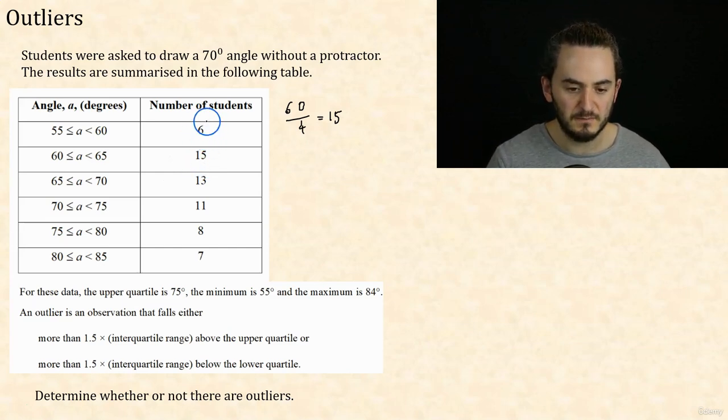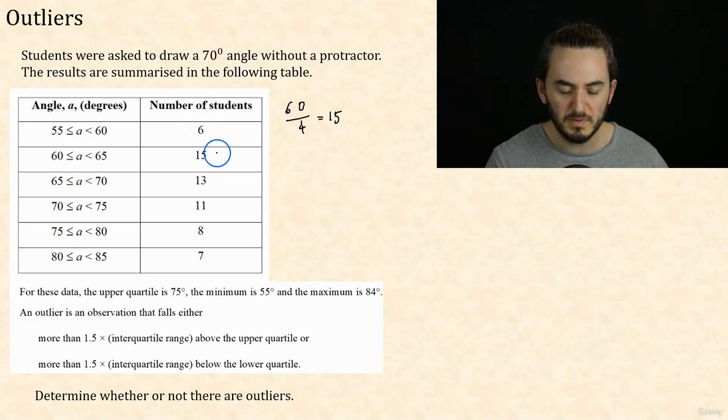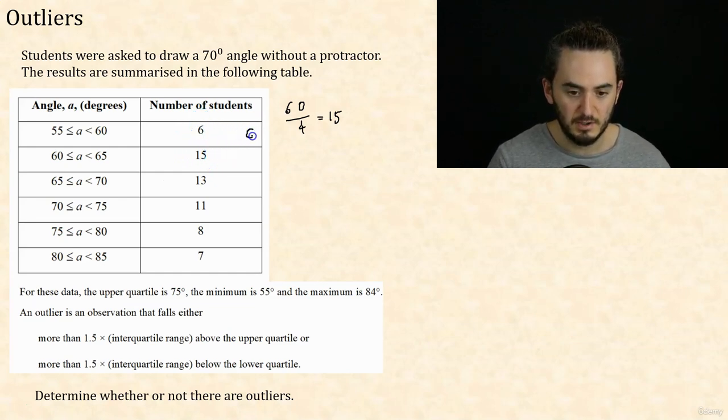All right, well, they're not in the first group, but they will be in the next one, because if I do a cumulative frequency, I've got 6 students who drew up to 60 degrees. When I add in the next 15, it takes me up to 21. So I've passed the 15th student somewhere in this group.